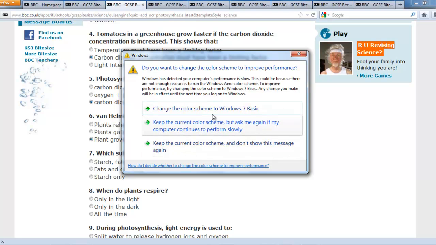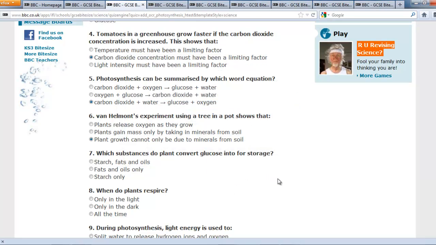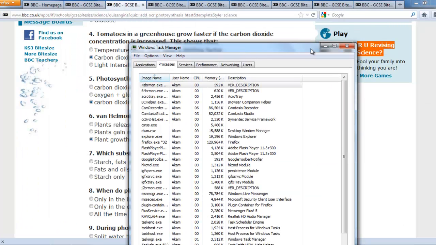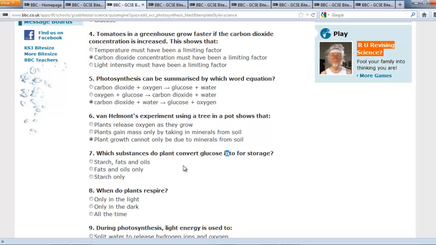But what the flip? Keep current. What? Oh, my computer's being slow. Alright, yeah. Let's check it. No, it's fine.